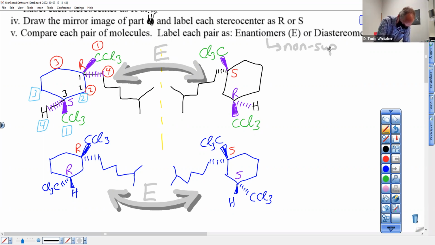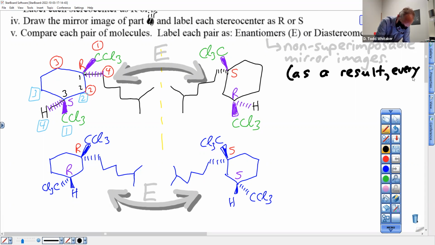Non-superimposable mirror images. As a result, every stereo center is the opposite.